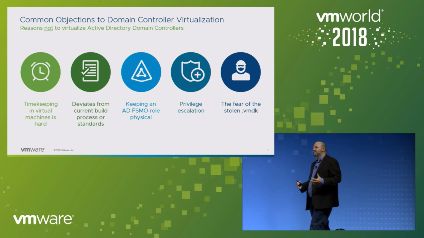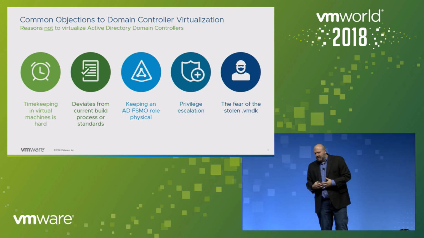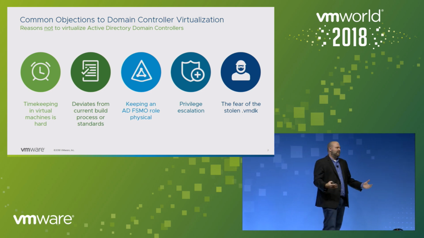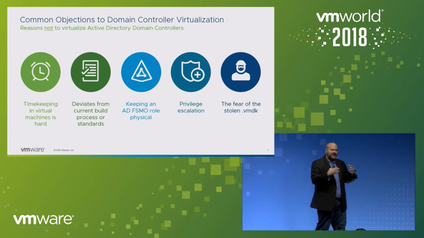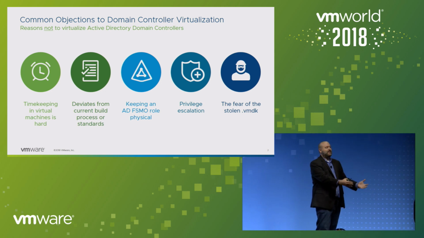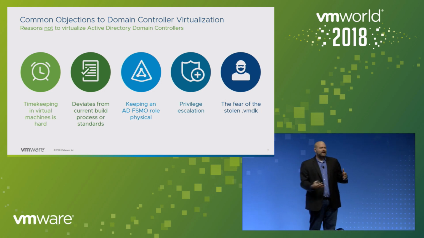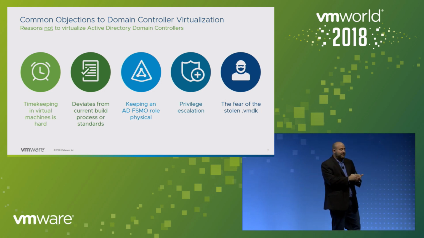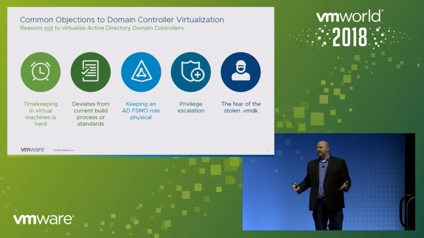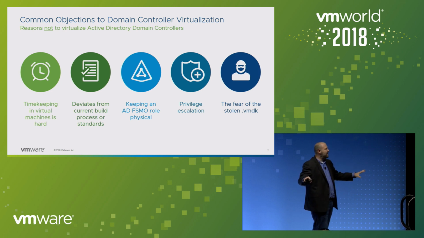The next is privilege escalation. And what this means is my vCenter admin doesn't need, or rather my Active Directory administrator doesn't need to be a vCenter admin. There's no reason to cross those streams. My vCenter admin doesn't need to be a domain admin. Domain admin doesn't need to be a vCenter admin. We keep those completely separate.